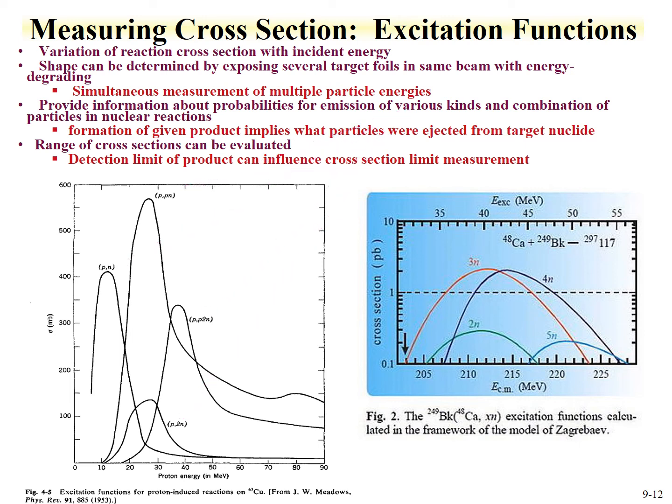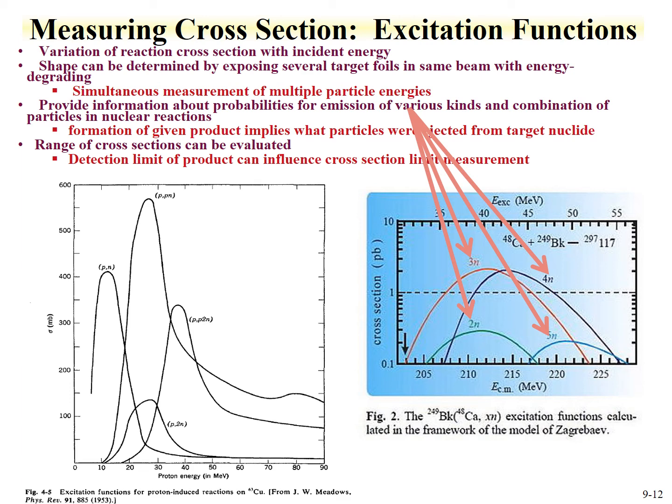So we see that we can provide that for a reaction with many different outcomes or different particle outcomes, so for instance a proton or a neutron. And here's an example of a reaction where we just get 2, 3, 4, or 5 neutrons out.